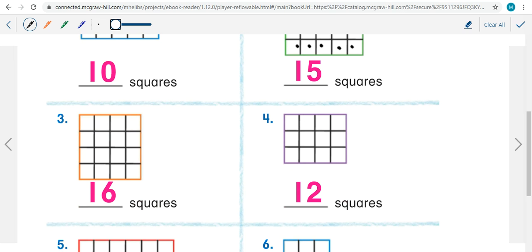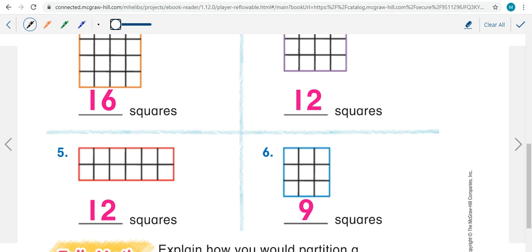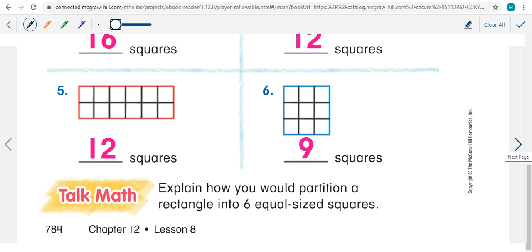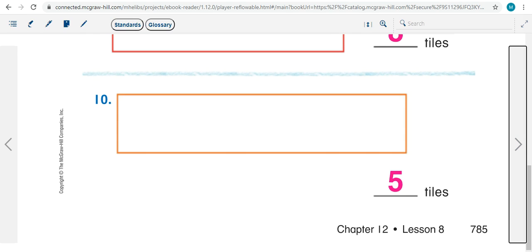Number 3 has 16 squares, so you count them and write the number of squares in the line. Number 4, it has 12. Number 5 has also 12. Number 6 has 9 squares. Okay? You just need to count them and find the number of squares. Next page.